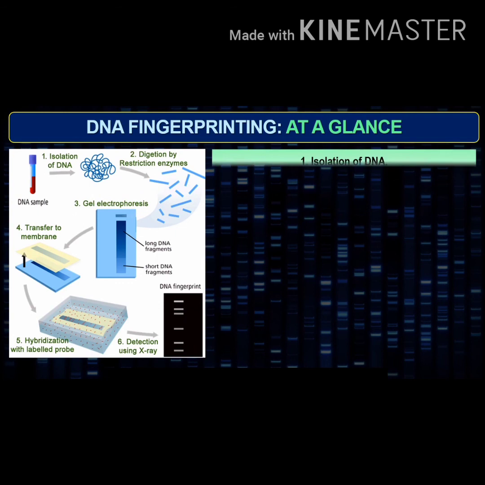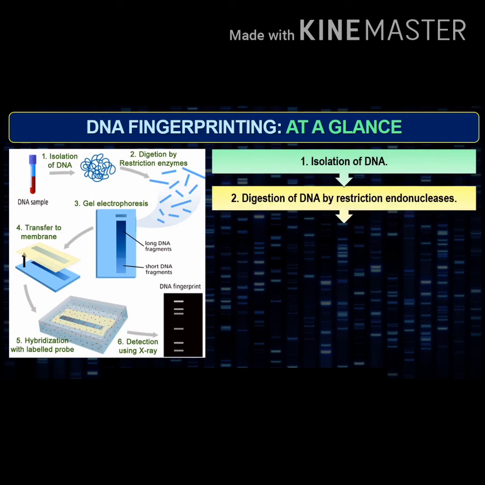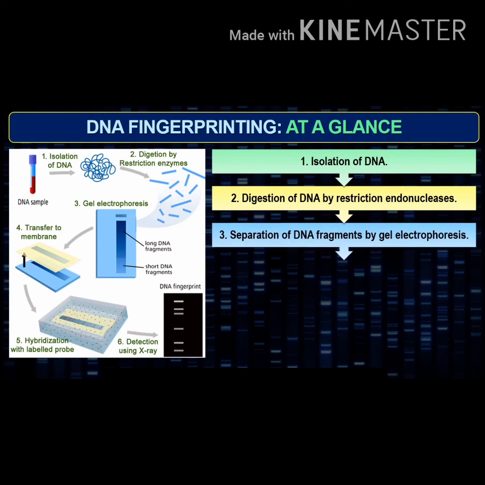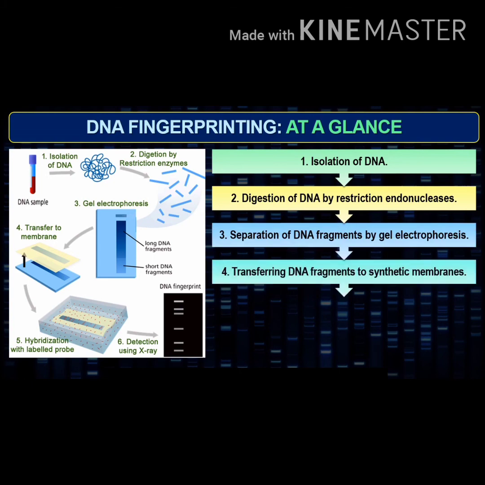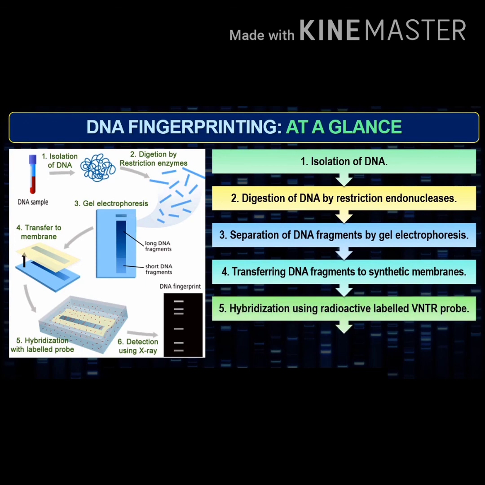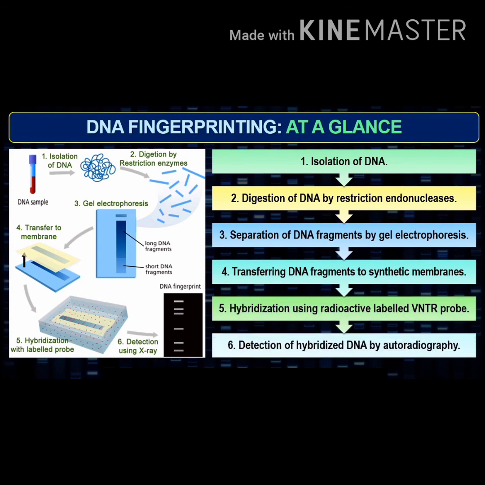Let's summarize the steps behind DNA fingerprinting. First of all, isolation of DNA. Second, digestion of DNA by restriction endonuclease. Third step, separation of DNA fragments by gel electrophoresis. Fourth one, transferring the DNA fragments to a synthetic membrane. Fifth step, hybridization using radioactive labeled VNTR probe. And the last step, detection of hybridized DNA by autoradiography.